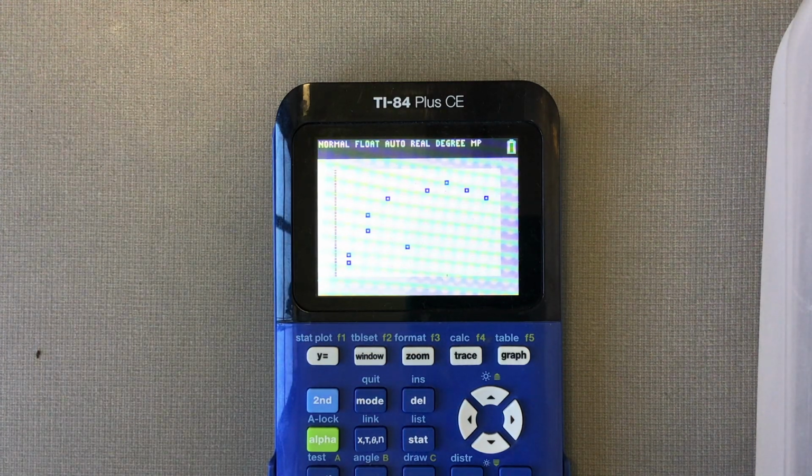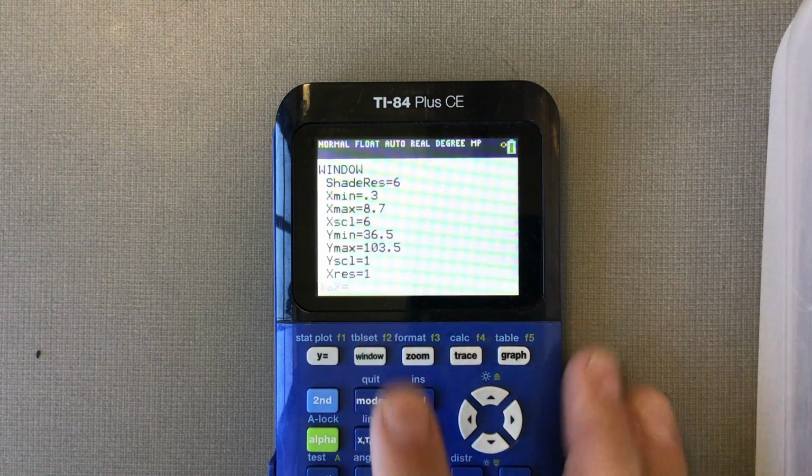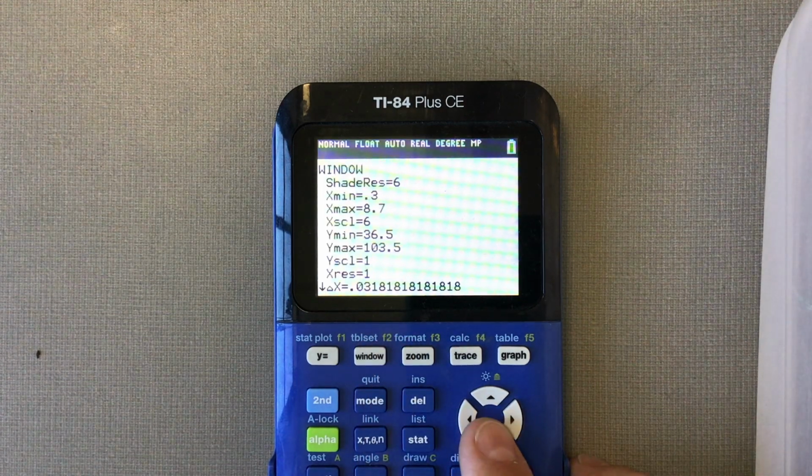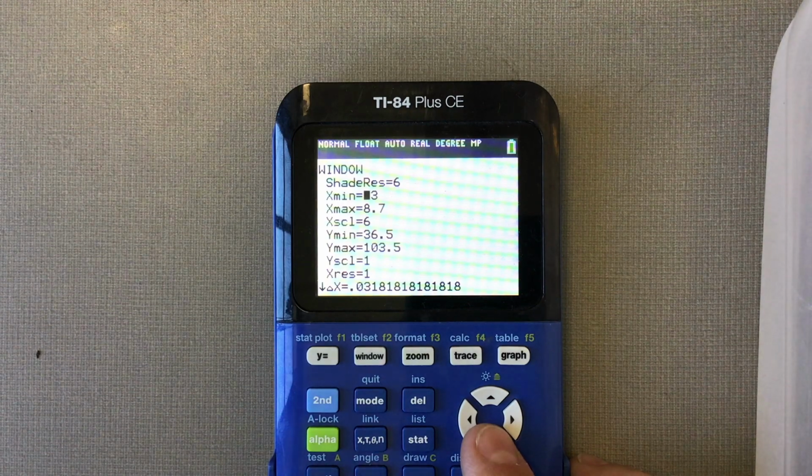But what this is nice for actually is getting you an idea of what sort of window I should look at. When I press window, I can see that they started the lowest x value at 0.3, so I would call that basically a 0. And they go up to about 8.7, so I should probably get up to at least a 9 if I can.